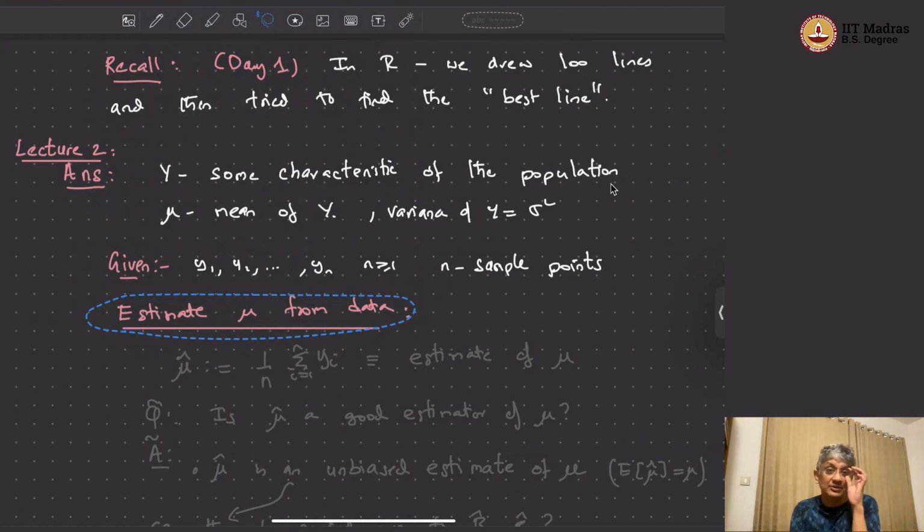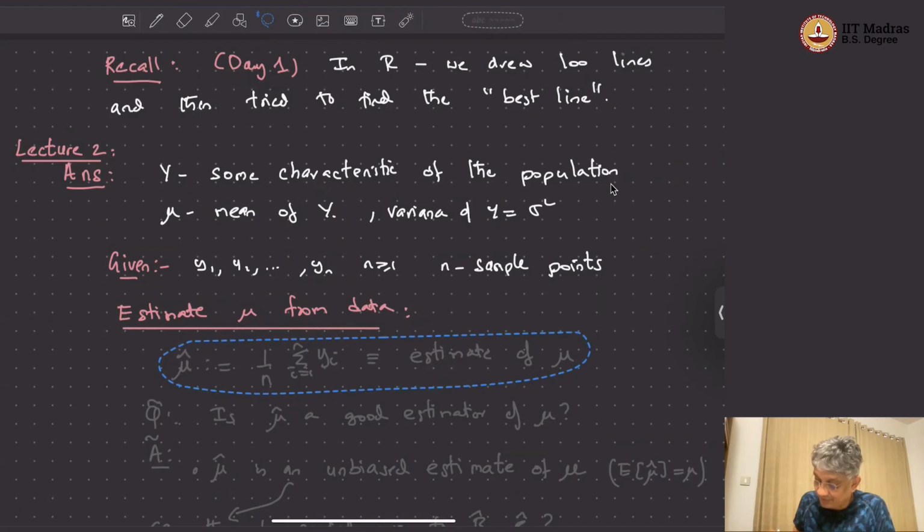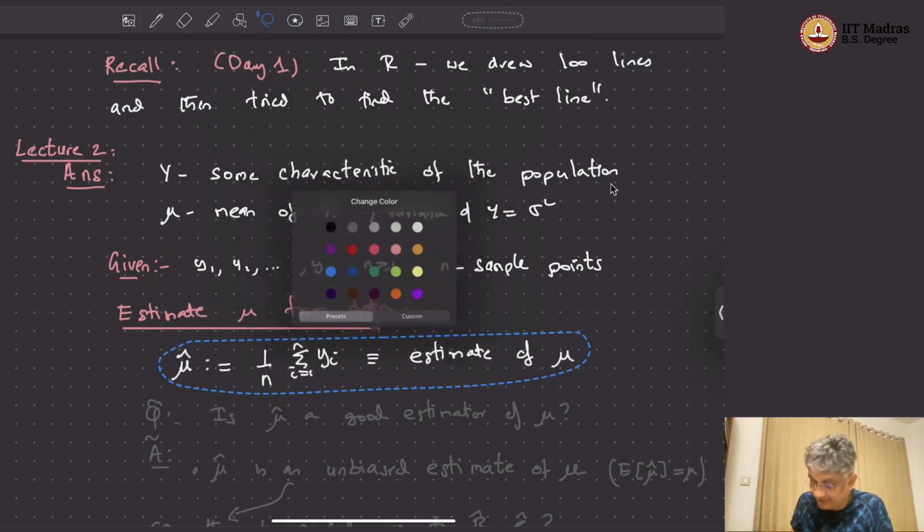So how does one do this? You have data points Y1 through Yn. That's all you have about the population, you don't have anything else. And you want to estimate what the mean of the population looks like. So what would you do? You would say, okay, fine, this is all I got. So I'll take the empirical mean and I'll think of it as an estimate of mu. This is what you've done in your statistics 101 class.